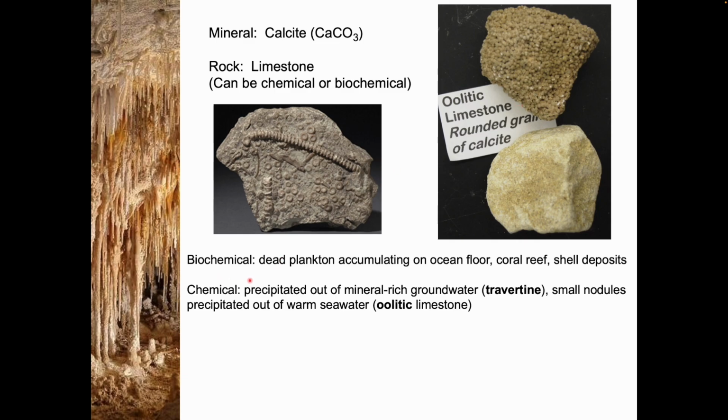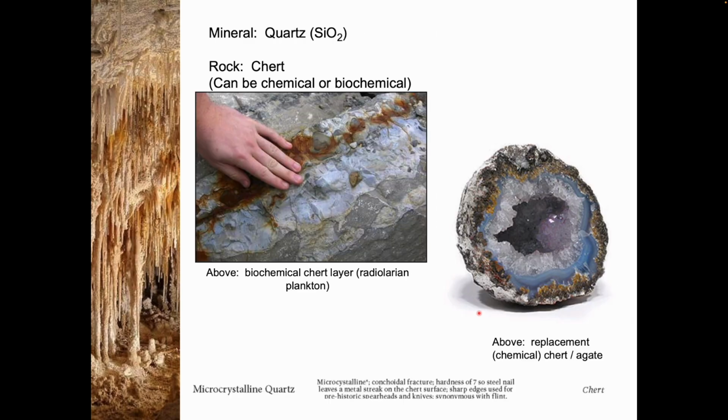A biochemical version of limestone would be like dead plankton accumulating on an ocean floor, or a coral reef, or deposits of marine shells. A chemical version of limestone would be precipitated out of mineral-rich groundwater, which we call travertine. Small nodules precipitated out of warm seawater, we call oolitic limestone. And we also see it sometimes in drying up lakes or ponds. As the water dries up, the calcite gets precipitated around the edges and bottom of your water body.